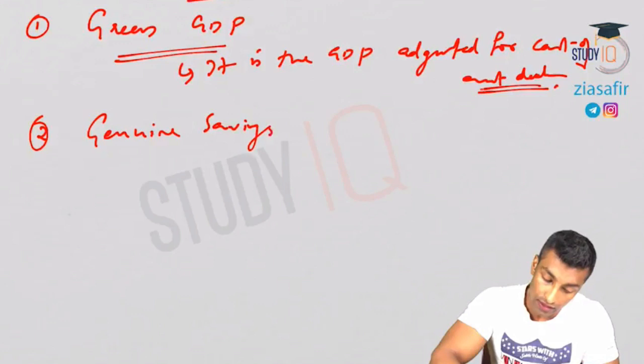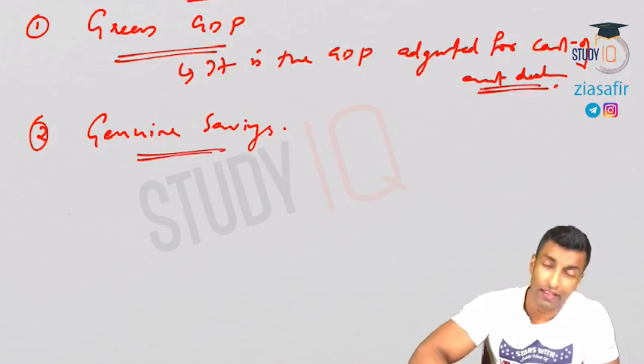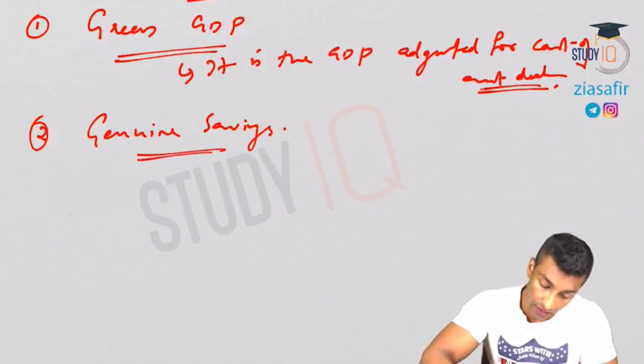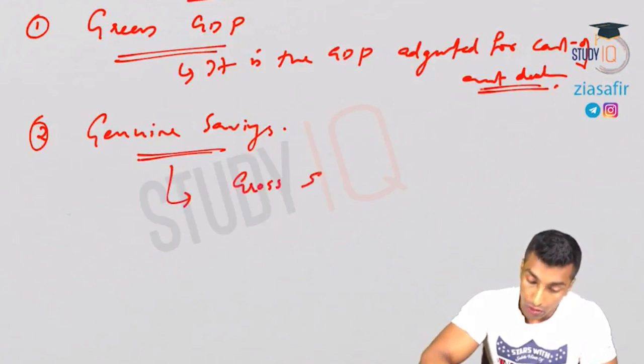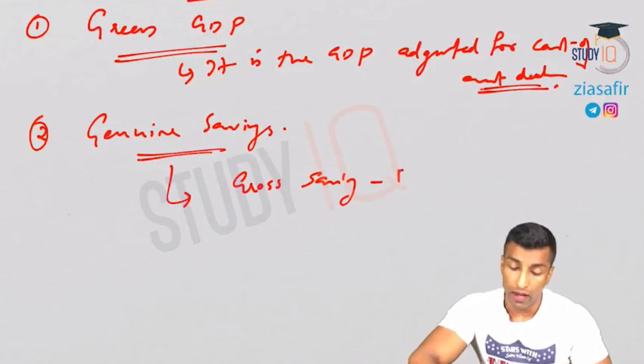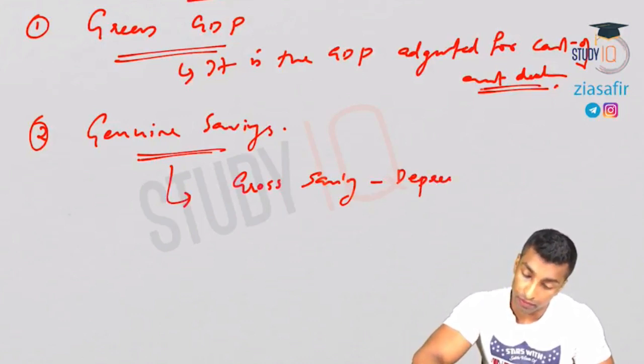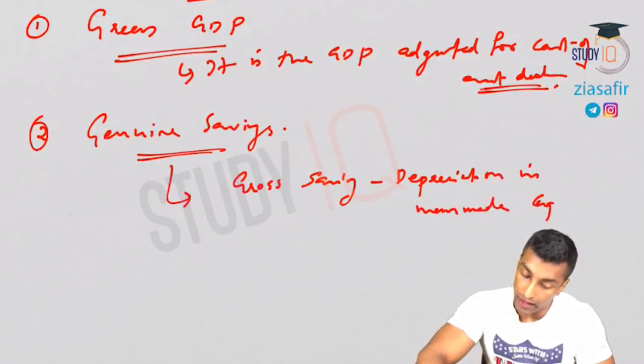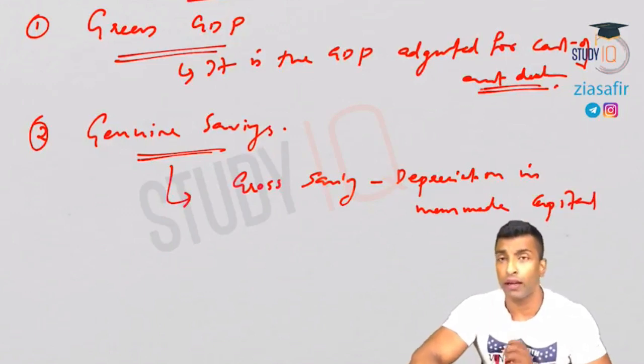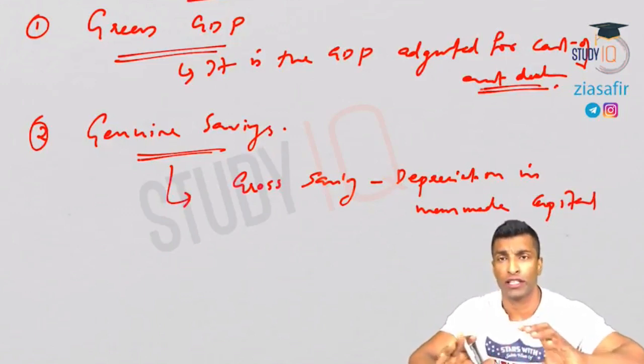Genuine savings. That means savings for future actually. So genuine savings will be equal to gross savings minus, okay, depreciation in man-made capital. So what do you mean by man-made capital? I'm talking about machineries, factories, etc.